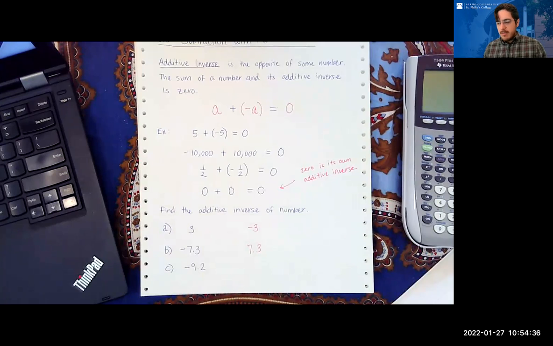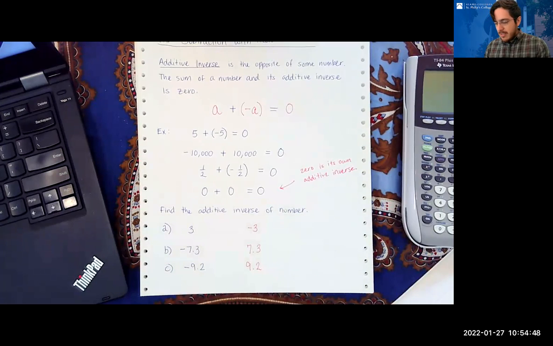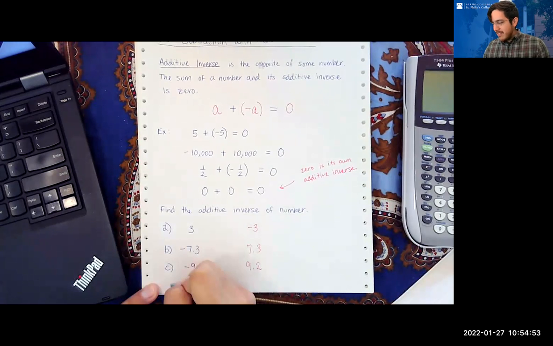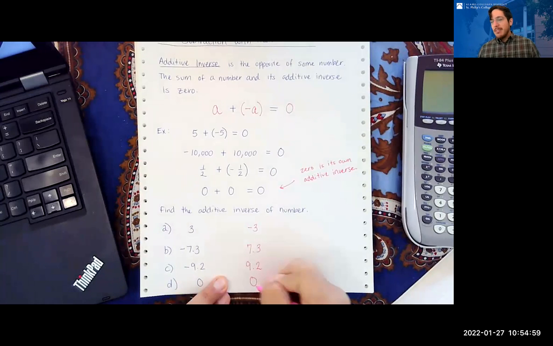Negative 9.2. The opposite of negative 9.2? 9.2. Oh, sorry, it's positive. Okay, positive 9.2. Yeah, there we go. And just for good measure, what is the additive inverse of 0? 0. Yeah. So that's the only number where it's its own additive inverse. Okay.